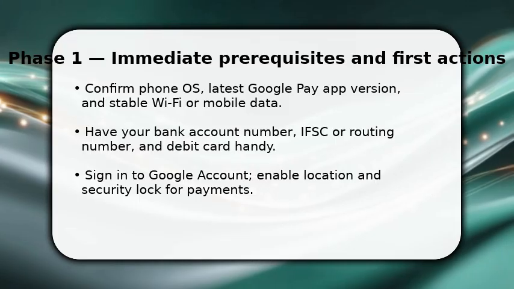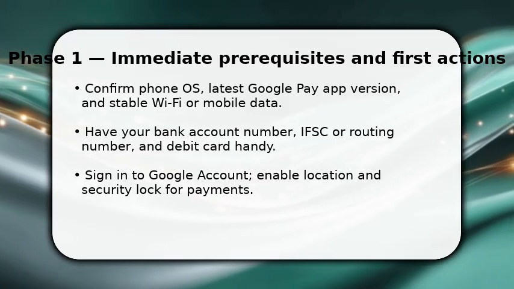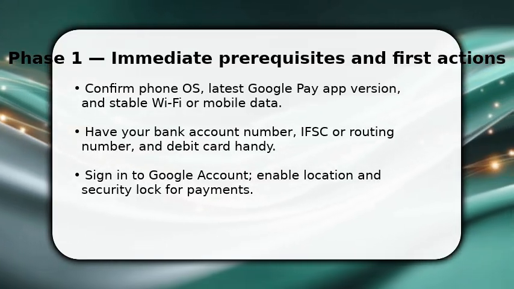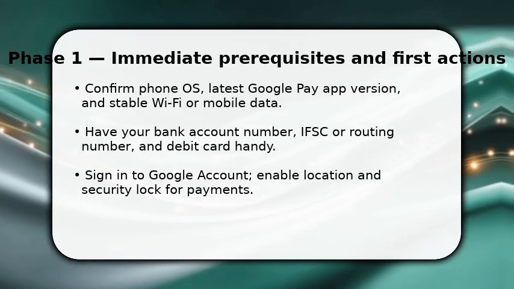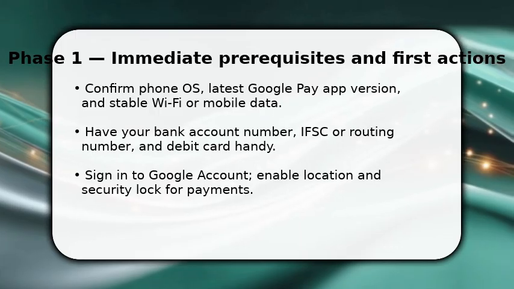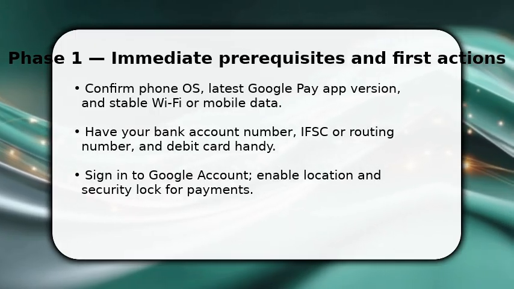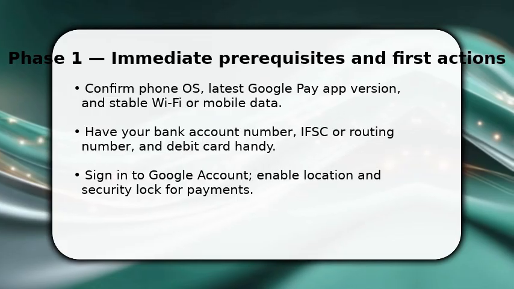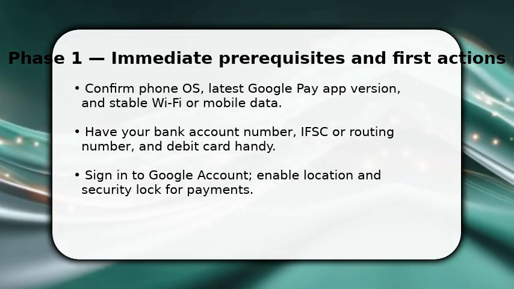You'll start by opening Google Pay and signing in with your Google account. This links identity to payments. Once signed in, make sure your phone has an active screen lock and stable internet, because verification needs both. Have your bank account number, IFSC or routing, and debit card visible to speed entry.